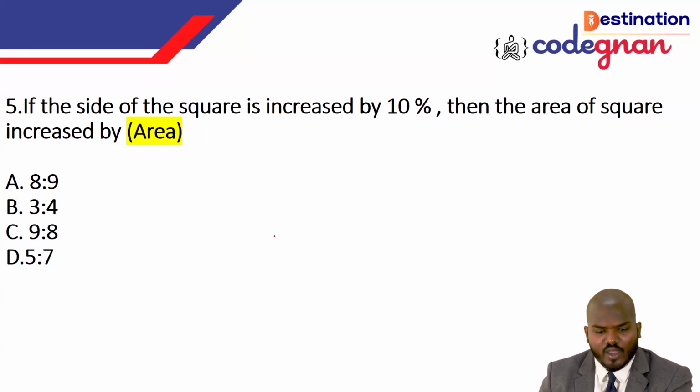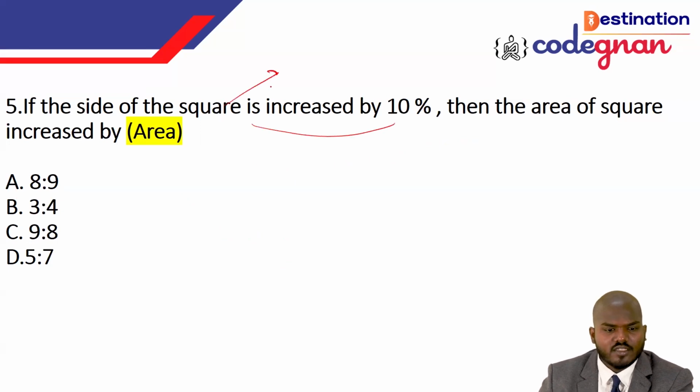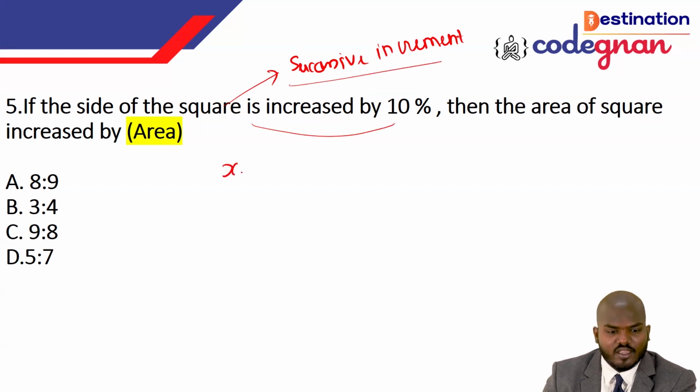Okay, so the area of the square, I can take it up. The side of the square is increased by 10%. And then the area of the square is increased by how much percentage? This kind of thing we can again call successive increment. Anyone remember what the formula for the successive increment is, which we discussed in the first class in percentage? I'm writing here: x plus y plus xy by 100 is the formula.